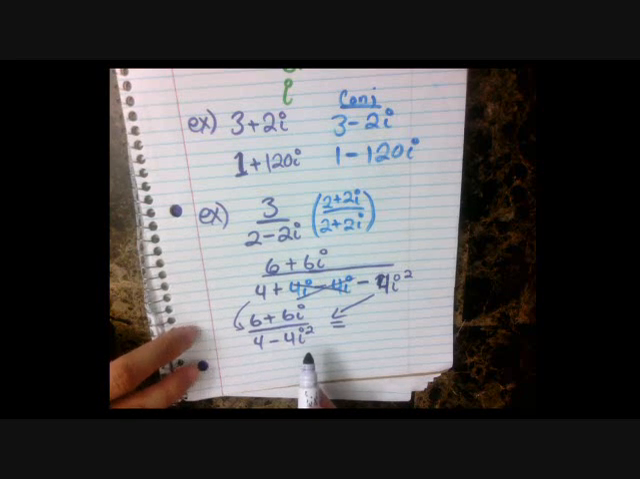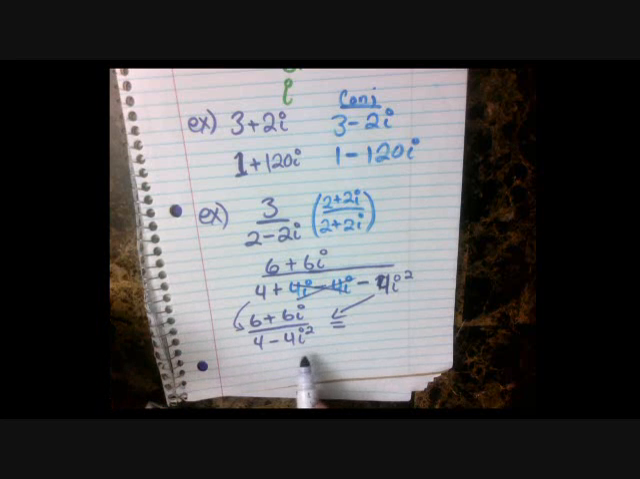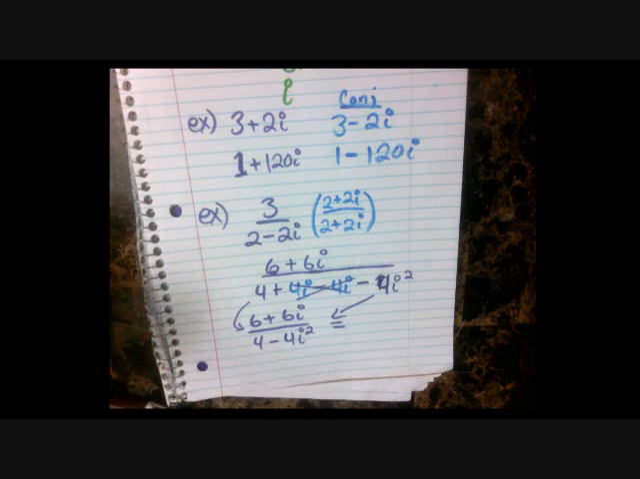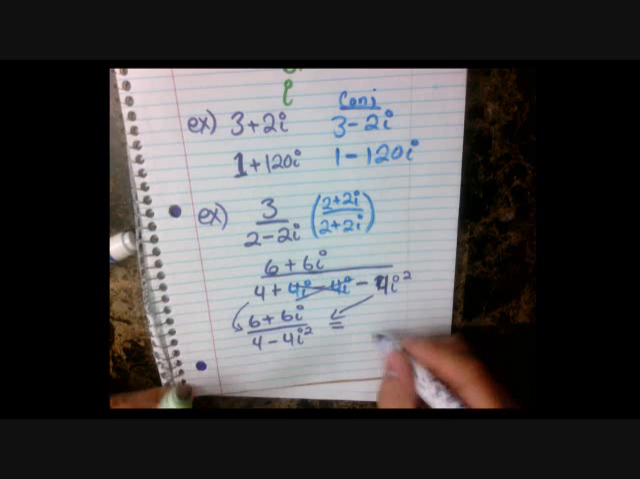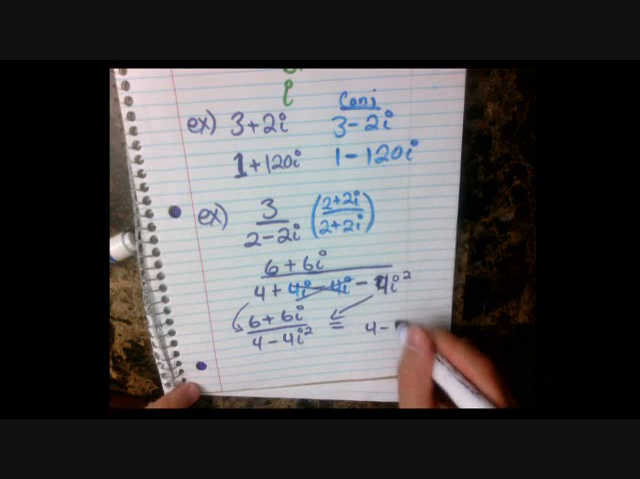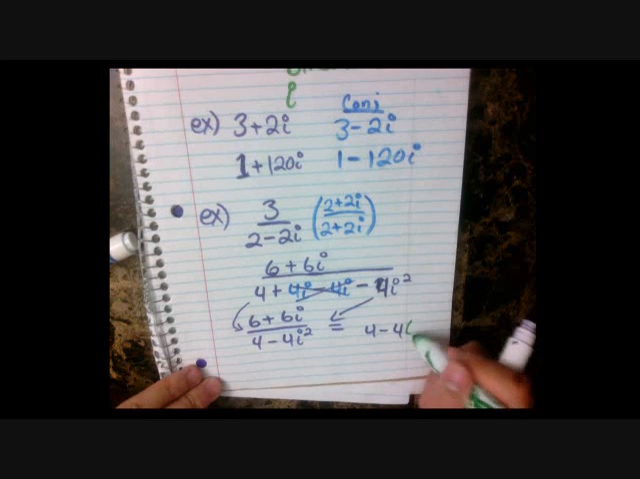Remember your i squared. I told you your job is to get rid of this i in the denominator, which we're going to go ahead and do right now. i squared is equal to what? i squared is going to be equal to negative 1. You guys should be getting used to it. I've said it quite a few times in this video. But 4 minus 4 times negative 1.